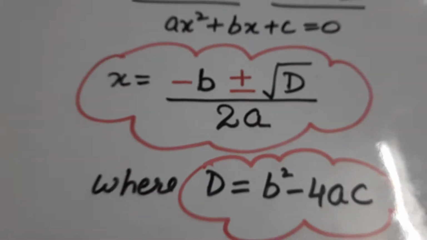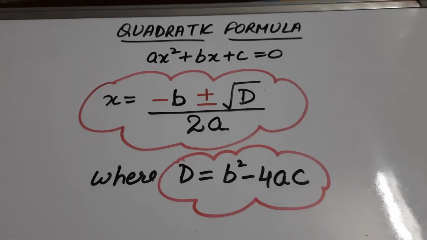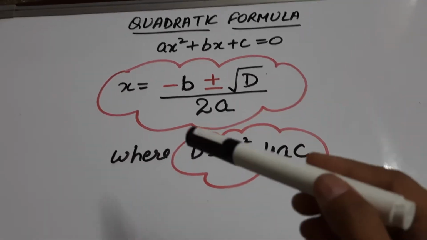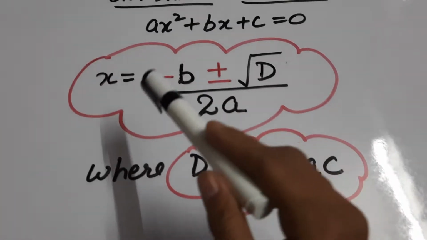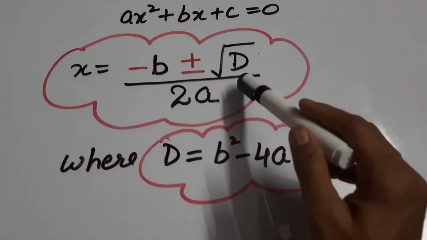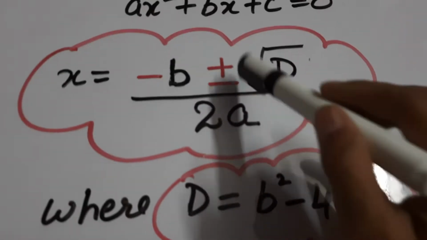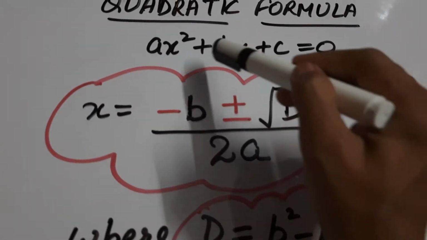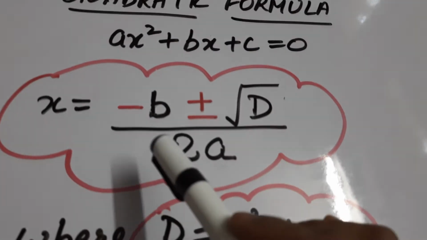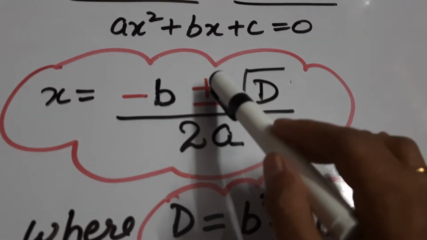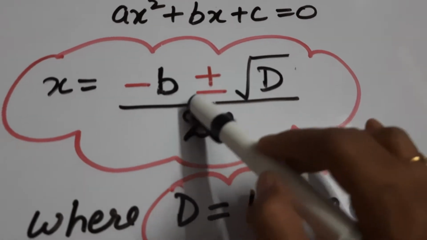So dear students, before starting the exercise, note down the formula in this form in your notebook. Quadratic formula, general equation, and x is equal to minus b plus minus root d upon 2a. Plus minus means to get two values because degree is 2, so we have to get two values of x, two roots. So we'll get one root by placing plus sign and other by minus sign.